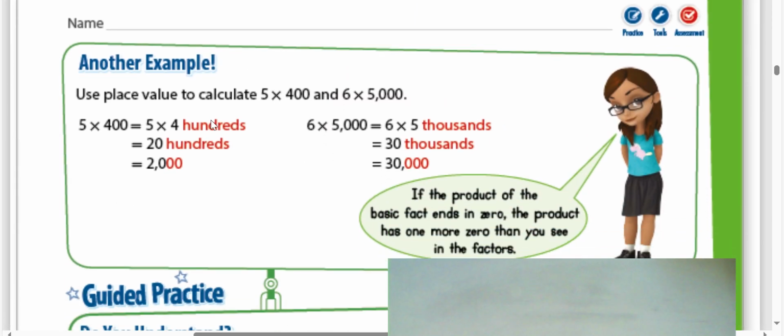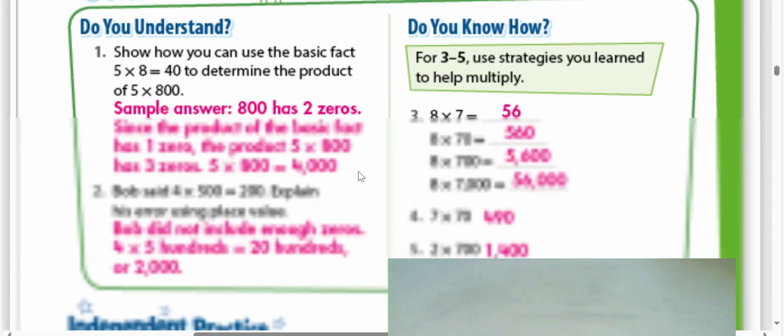Another example, use this value to calculate 5 times 400 and 6 times 5000. We can find the result. 5 times 400 equals 5 times 4 hundreds. 4 times 5 equals 20 hundreds. 20 times 100 equals 2000. We must put 0 behind 20. 6 times 5000 equals 6 times 5 thousands. The result will be 30,000.